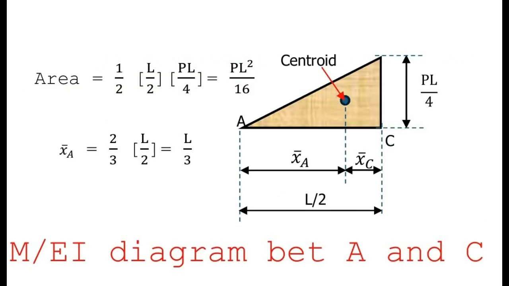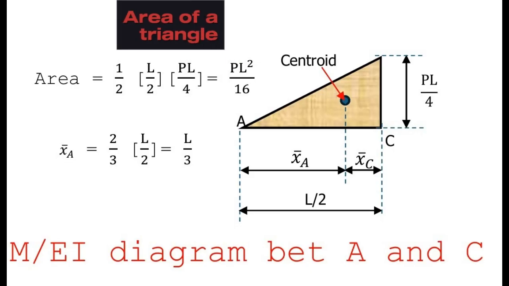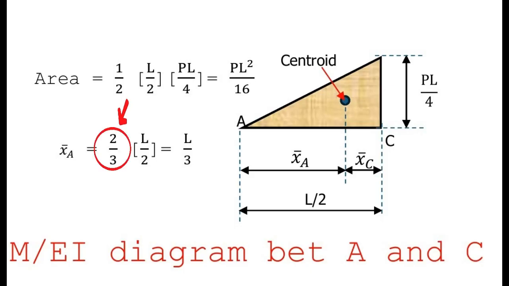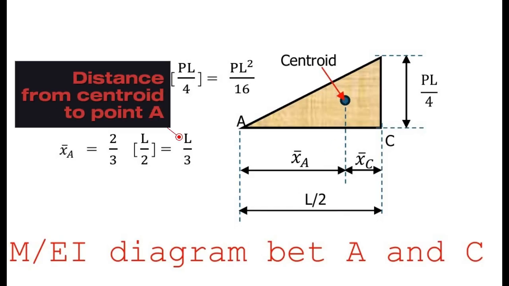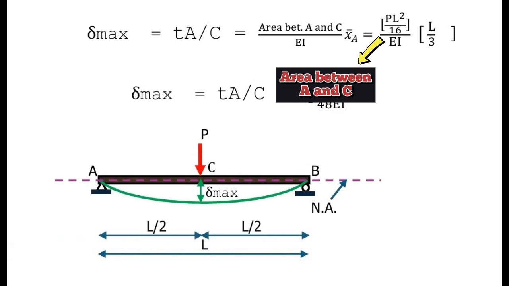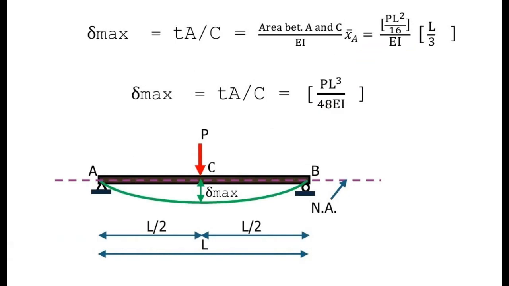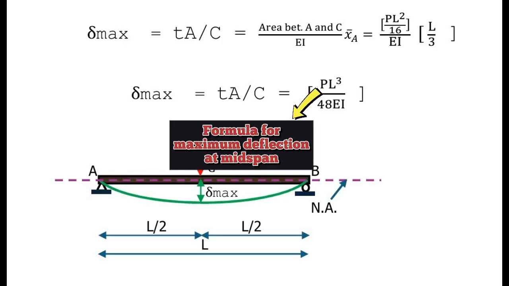We will now solve for the area of the bending moment diagram between A and C, which is a triangular area. Therefore, it is 1/2 of its base multiplied by its height, and it is equal to PL squared all over 16. And the distance, which is equal to 2/3 of L over 2, since our area is a triangular area, so we can derive it equal to L over 3. If we will now substitute area and distance in the equation, the formula for the maximum deflection of a simply supported prismatic beam loaded with a point load or concentrated load at midspan is PL cubed all over 48 EI.